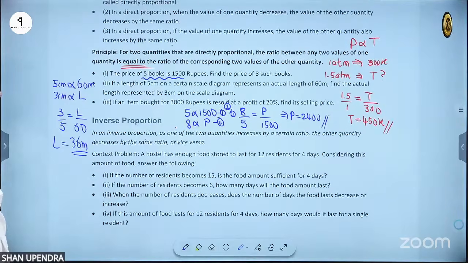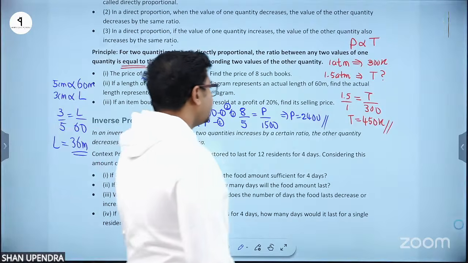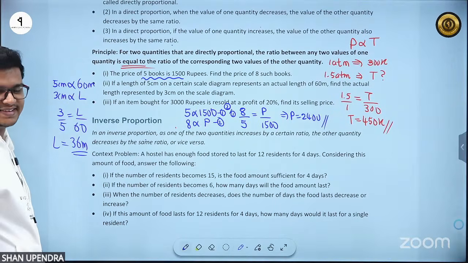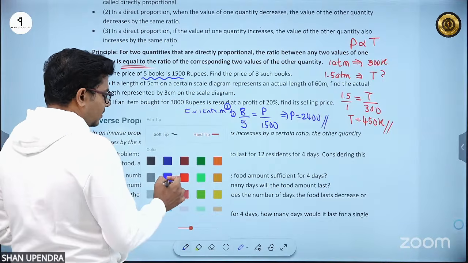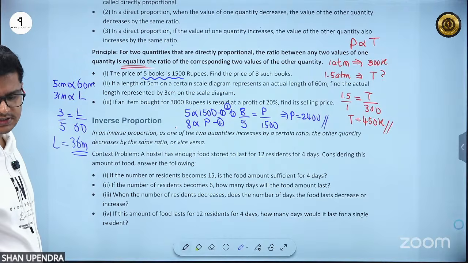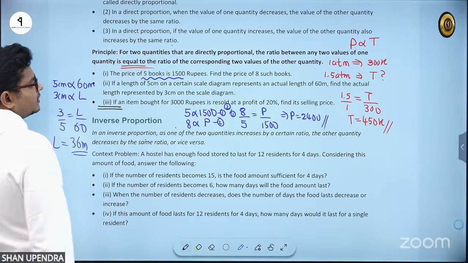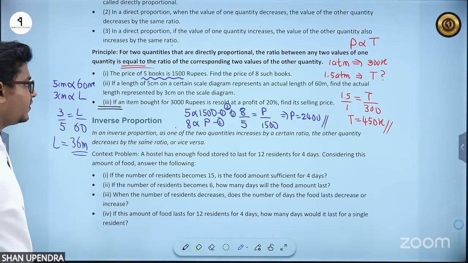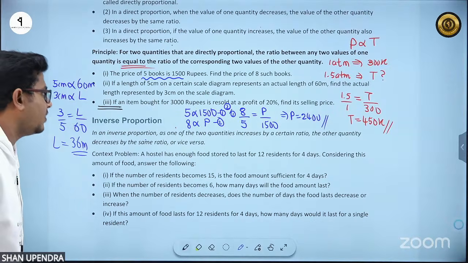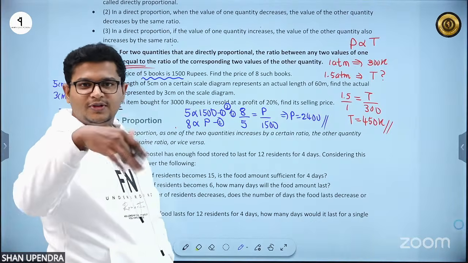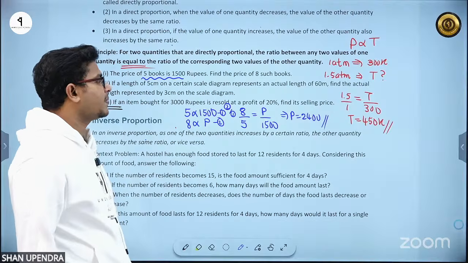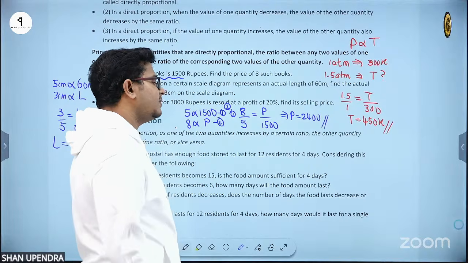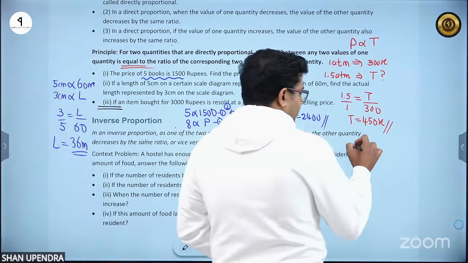Okay, so the third one: if an item bought for 3,000 rupees is resold at a profit of 20%, find its selling price. You are learning these things in all levels, right? In commerce you do these profit margins. So let's try this one. No need to think of this as a proportional question, just do it as a question. If an item bought for 3,000 is resold at a profit of 20%, what is the selling price? You can take your profit margin as 20%.